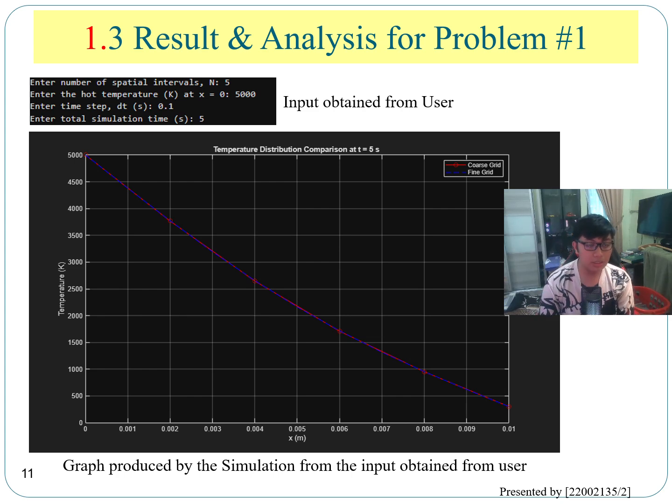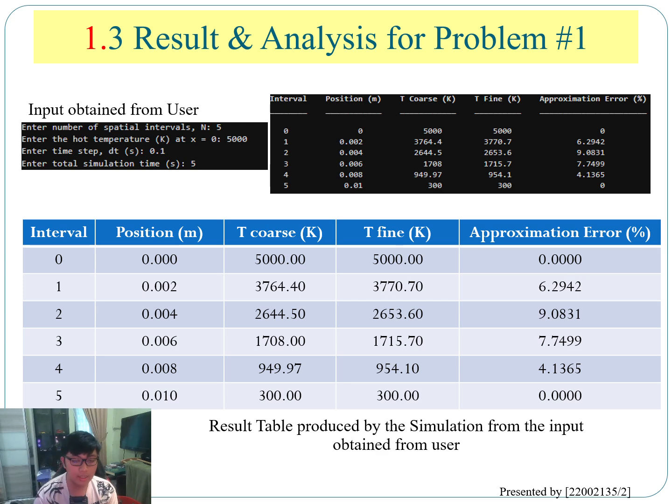Here, based on the input obtained from the user, the graph displayed shows that the fine and the coarse grids have similar graphs, which means the solution is convergent. Next, we can see the approximation error shown. It is small, so the solution is convergent and also reliable.